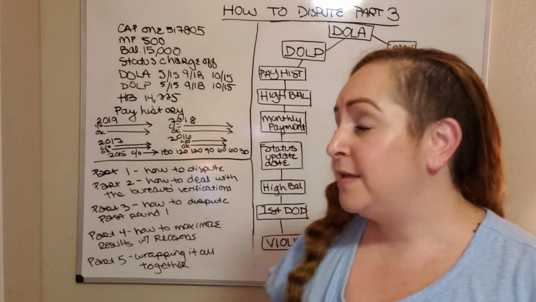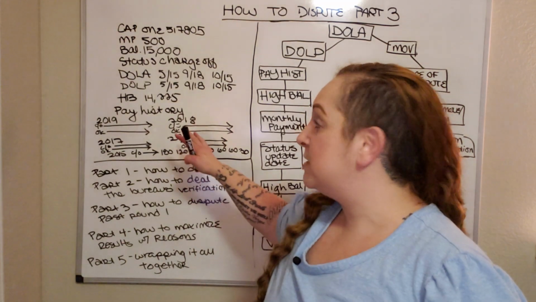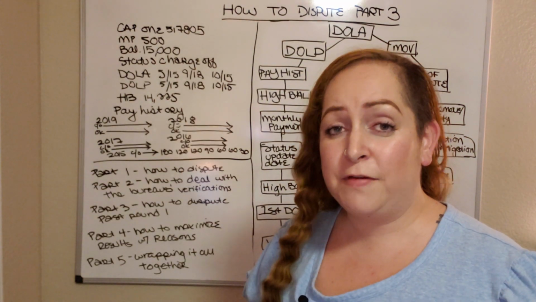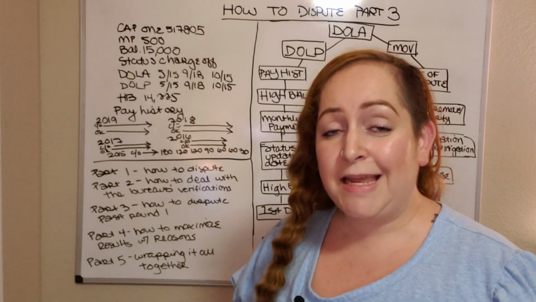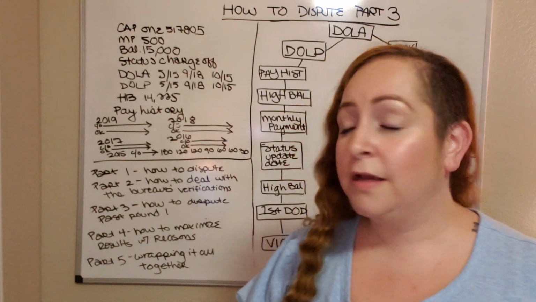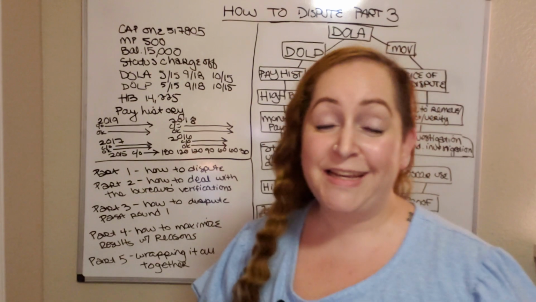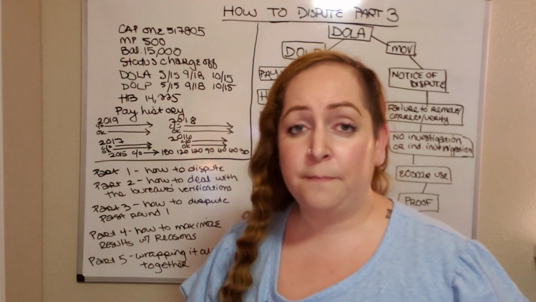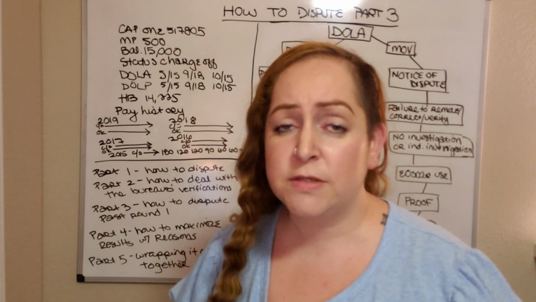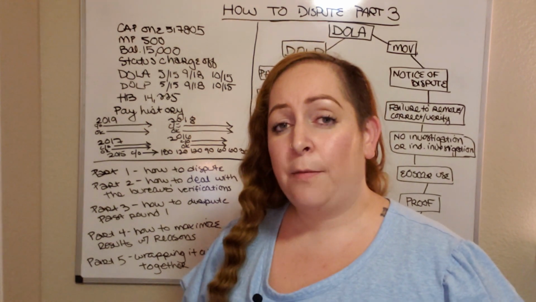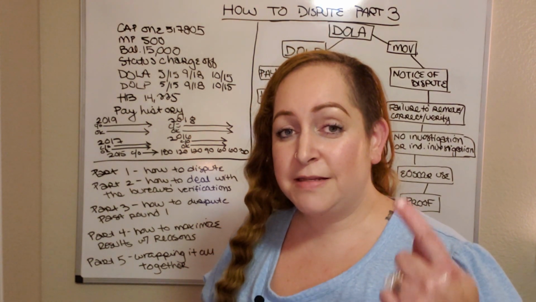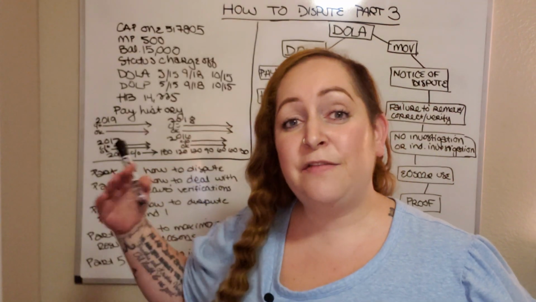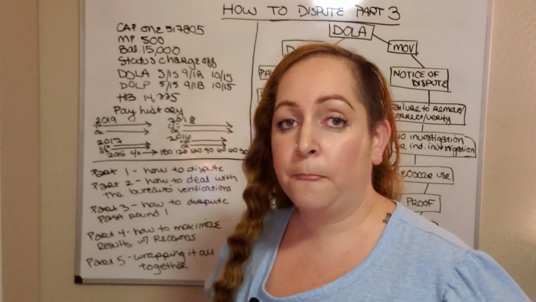So for date of last activity, we would very simply state this account needs to be removed because Experian reports 515, Equifax 918, and TransUnion 1015. This is not accurate, the information is not the same, and it cannot be reported. Or it just needs to be removed for inaccuracy. Date of last payment would be the same thing, except instead of activity, you would say payment, okay?